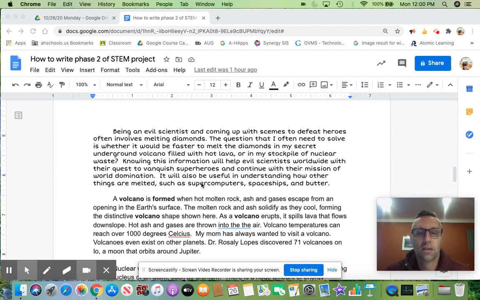to melt diamonds fast. Would it be faster to melt diamonds with the lava from my underground secret lair in my volcano, or with all the nuclear waste that I built up? Would that be a better option to melt diamonds? And then after that, I explain why this is useful to other evil scientists around the world with their world domination quests. And then I write other things that maybe would be helpful. We could also melt supercomputers, spaceships, and butter with the same information that we are using to melt diamonds.